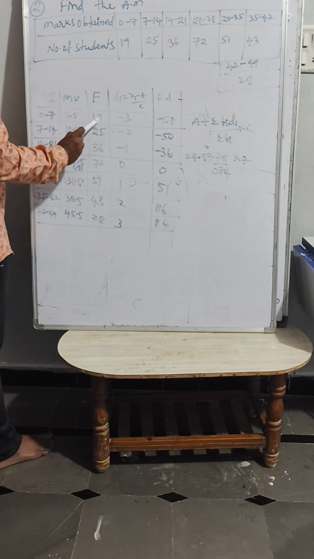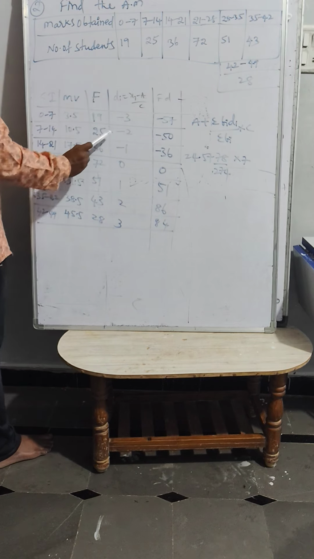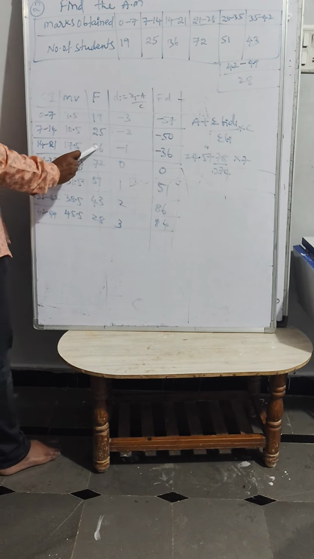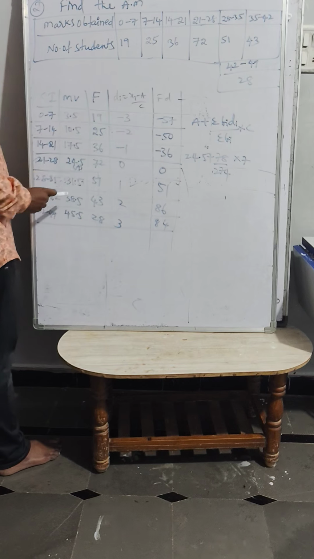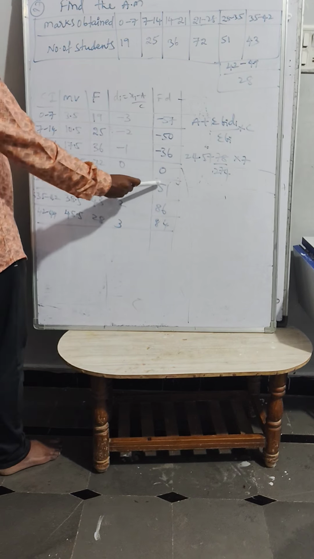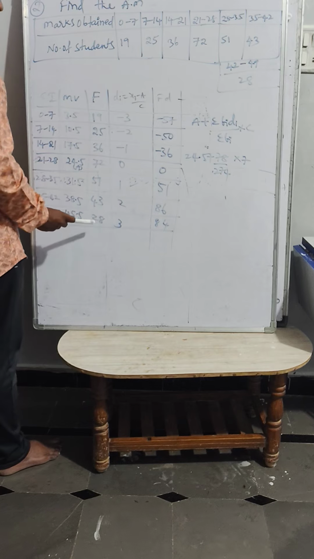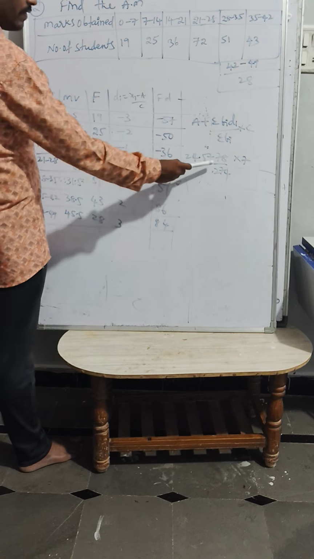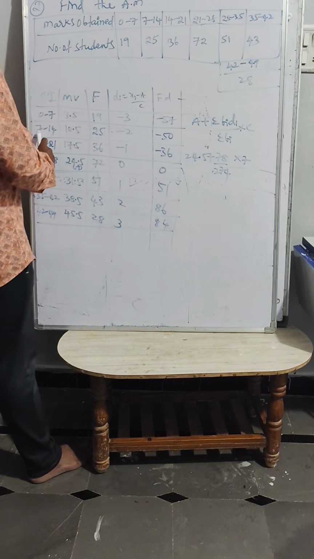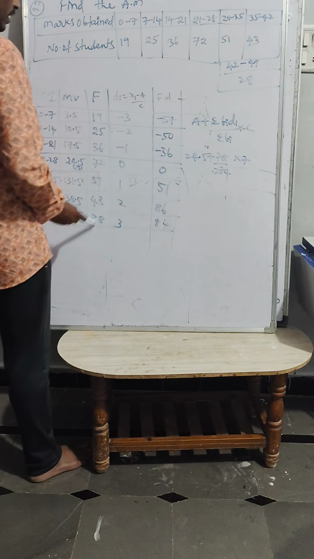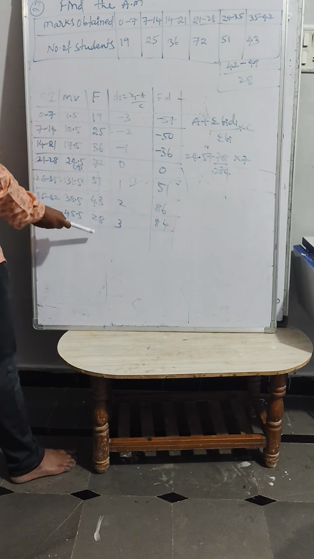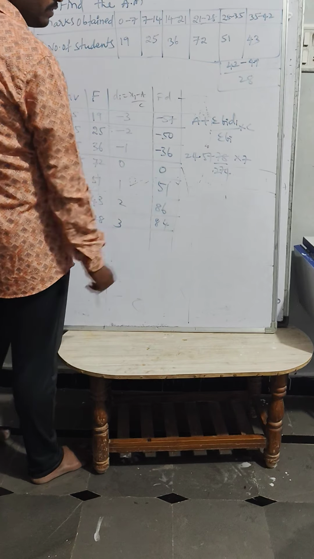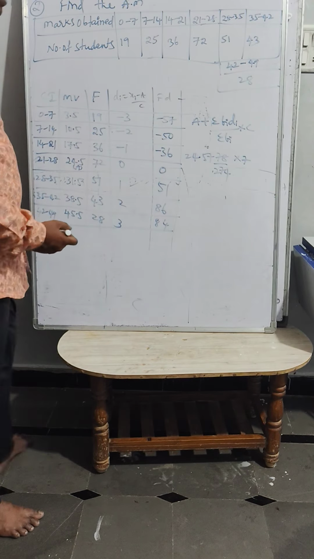Then F into D: 19 3s are 57, 25 2s are 50, 36 into minus 1 is minus 36, 72 into 0 is 0, 51 1s are 51, 43 2s are 86, 28 3s are 84. Then sigma FD is 78, C is 7, sigma Fi, all the values added, we get 274. Then we have to do it, children.